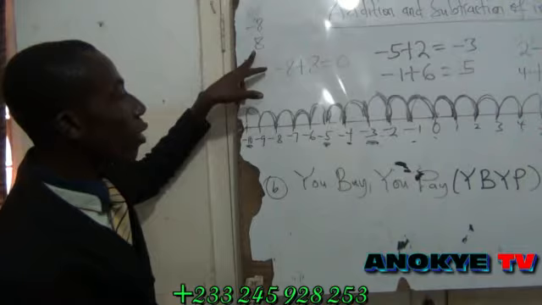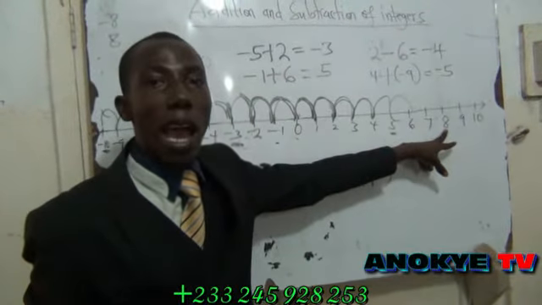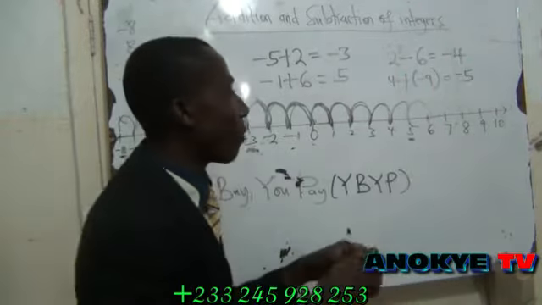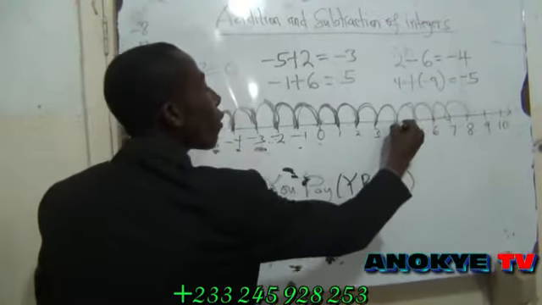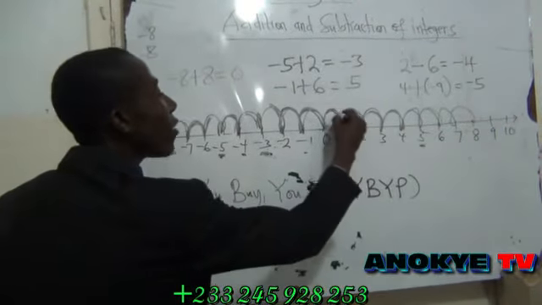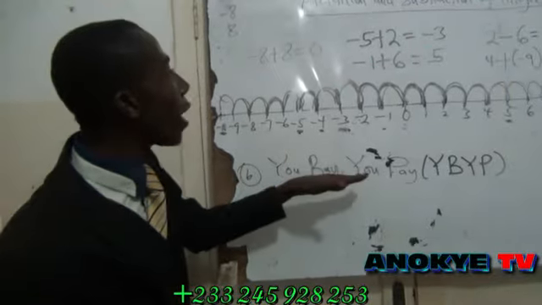You can choose to stand on 8, which is 8. The second one is negative. Therefore, I will move to the left 8 times. So let us move: 1, 2, 3, 4, 5, 6, 7, 8. It's 0.